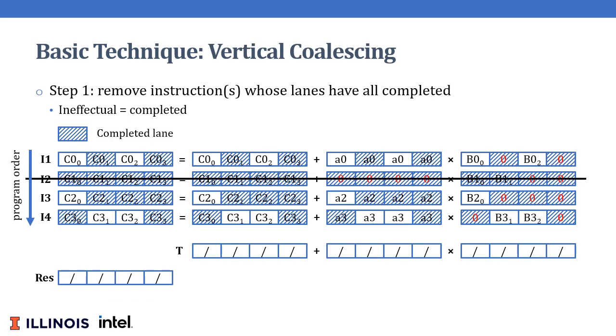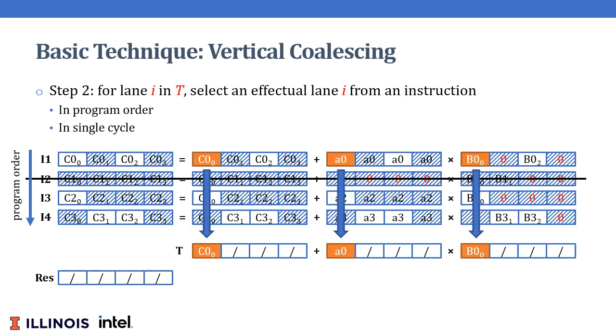In the first step, we remove the instructions whose lanes have all completed. For each ineffectual lane, we copy the data from its accumulation base directly to its destination and treat it as completed. In the example, because A0 is broadcasted to all lanes in I2, all lanes in I2 are completed, so we remove I2.